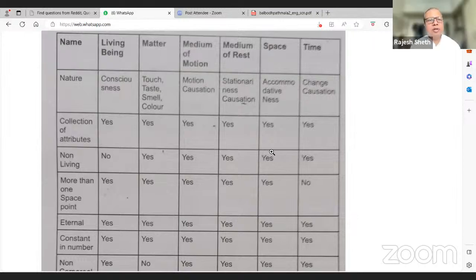Very good, very good. Similarly, Arun ji, you explain the point of discussion of eternal. Which substances are eternal?